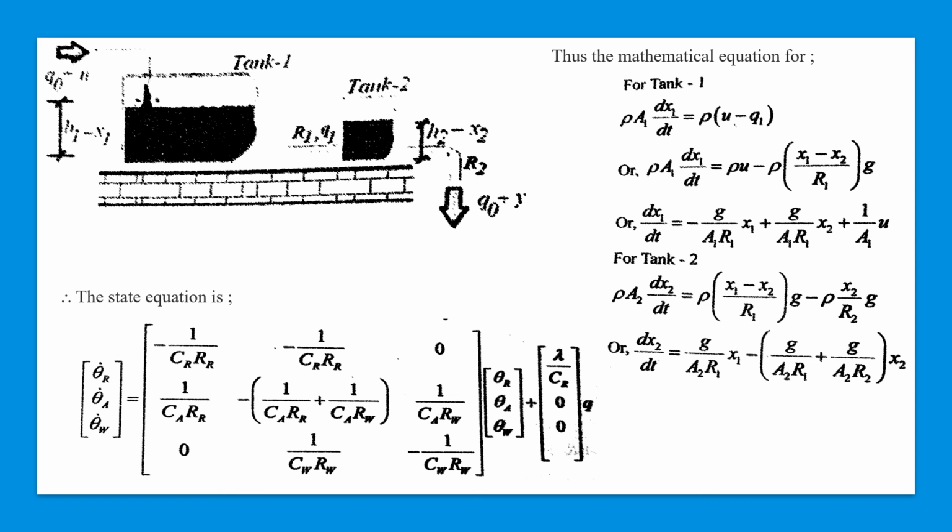The same thing we can derive for tank 2, where A2 is the area of tank 2. So rho into A2 into dx2/dt is equal to rho into (x1 minus x2) by r1 into g minus rho into x2 g divided by r2. From these two equations we can derive the state equation of this two rectangular interconnected tank system.